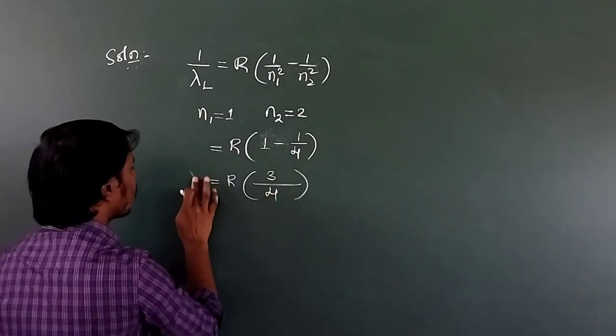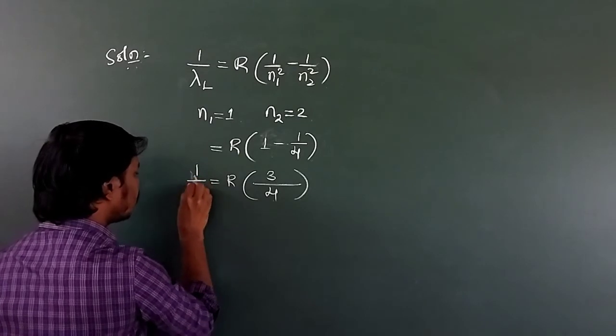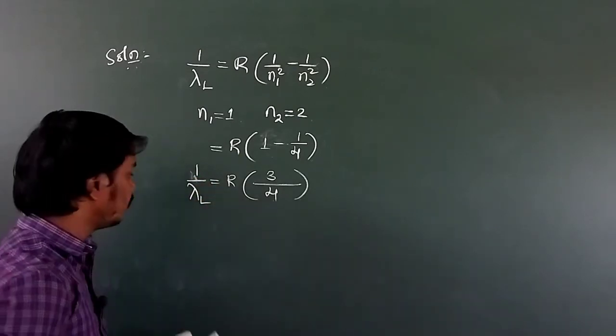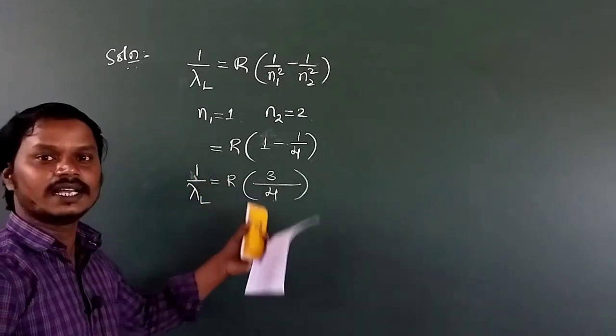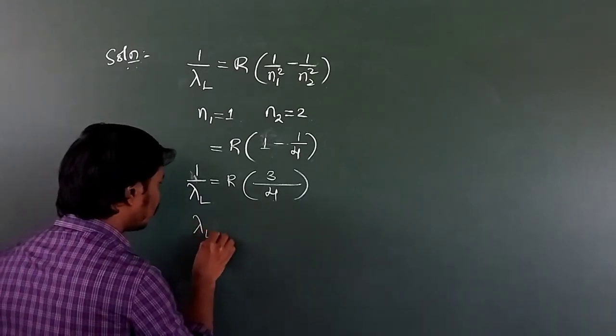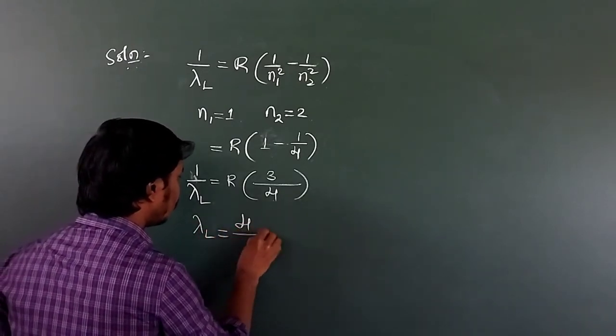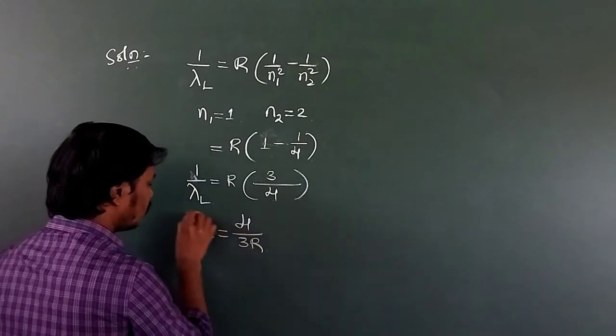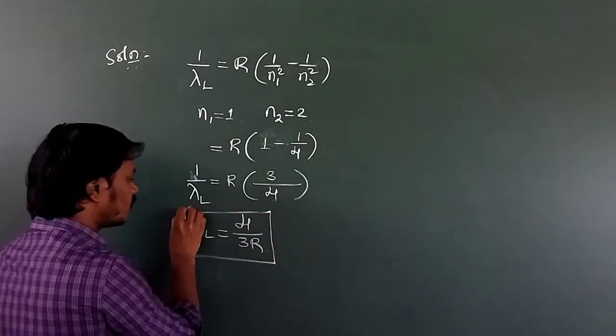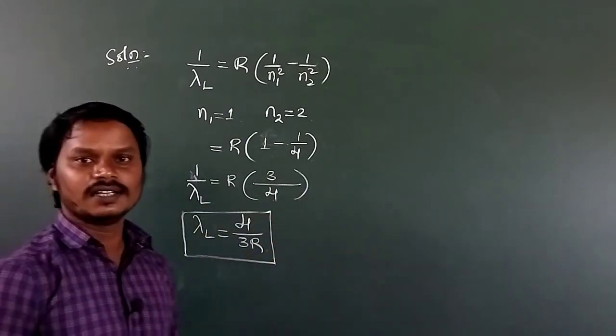So it is the longest wavelength in which series? Lyman series. But we need lambda L. Then lambda L is equal to 4 by 3R. Okay. So this is the longest wavelength in which series? This is in Lyman series.